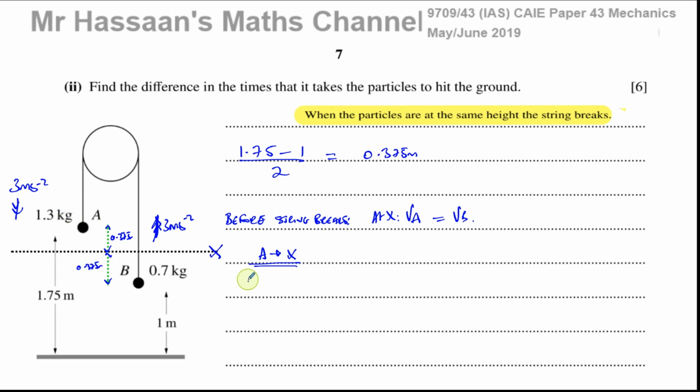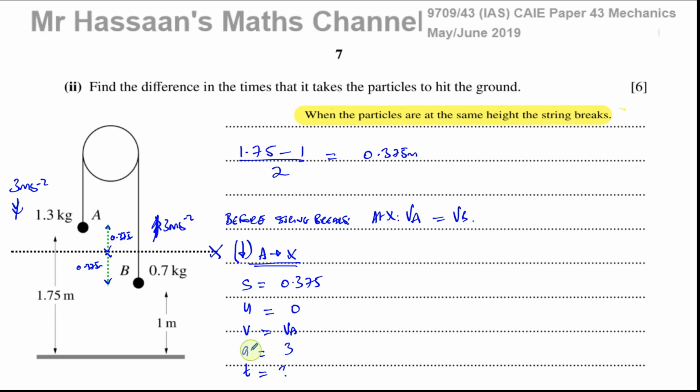So from A to X, we can use suvat because it's constant acceleration, which we found earlier. So S: A to X, it's moving down. The initial movement is down, so down is positive. So it's going down 0.375, which is positive because it's moving through that distance downwards. Its initial speed is 0 because they were released from rest, as I mentioned in the beginning of the question. V is what I'm trying to find, the velocity of A at X. A is the acceleration, which is down as well, so that's positive 3. And the time it takes to reach this point, we don't really need to know for now. You can just leave that as it is.